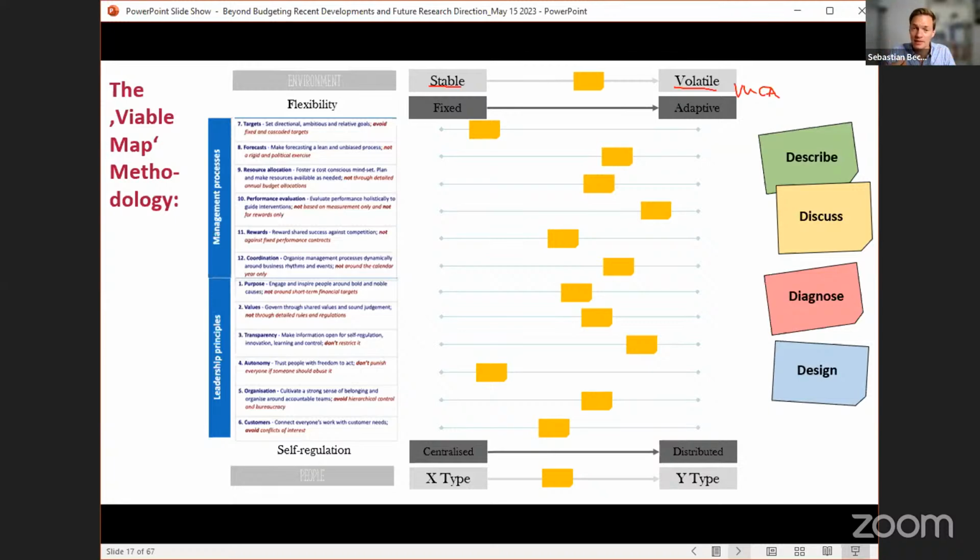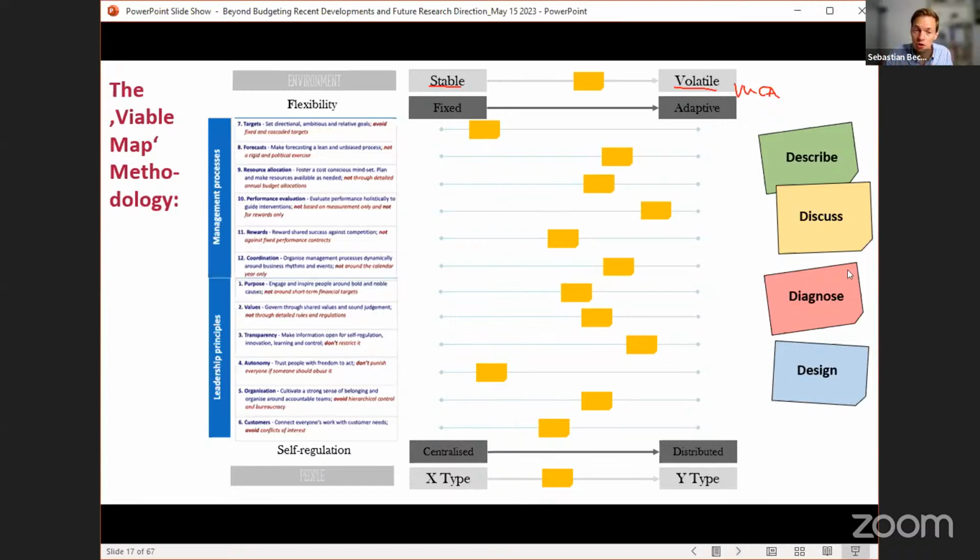Then this map allows you to discuss your own organization's management model. So we can actually say, oh, I'm this organization, so what's my management model? Do you agree? So you can do a workshop with 5 or 10 people, and then you can discuss that.